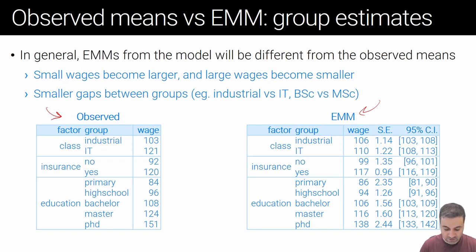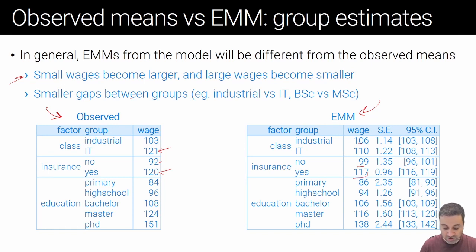And so we see very clear differences. For example, the first one is that small wages become larger. So it's not 103 only, it's 106. And it's not 92 only when you don't have an insurance, it's 99. And of course, the large wages become smaller. So it's not 121 as we observe here for an IT job, it's actually 110. That's a big difference. And it's not 120 when you have insurance, it's actually 118. Those are differences that arise because of the model controlling for different factors and imbalances in the data. We will see later why we have these differences.